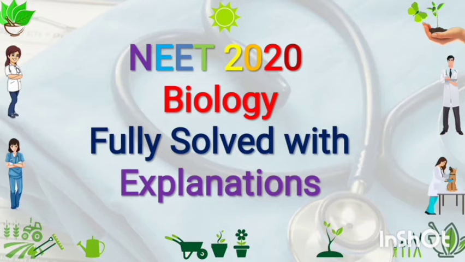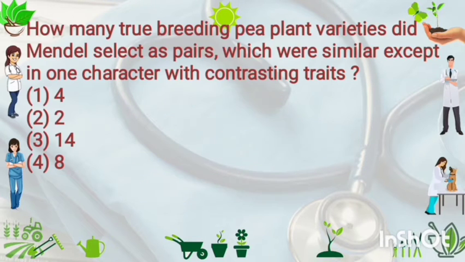We can start the discussion of the previous biology questions asked during NEET 2020. Question: how many true breeding pea plant varieties did Mendel select as parents which were similar except in one character with contrasting traits? Option A 4, option B 2, option C 14, option D 18.